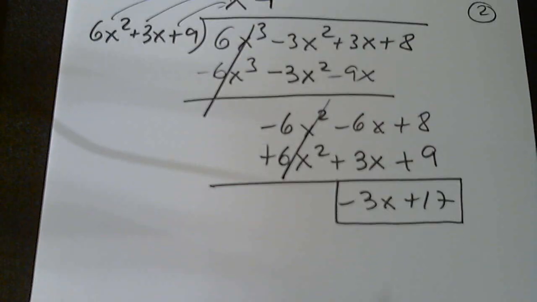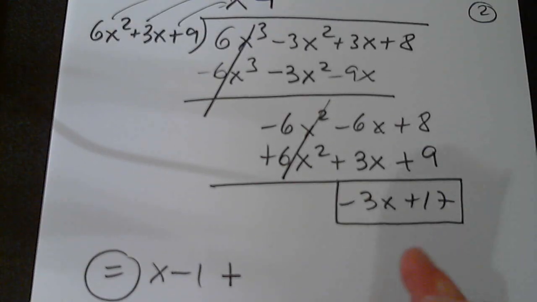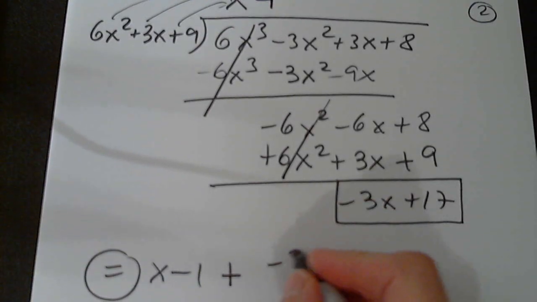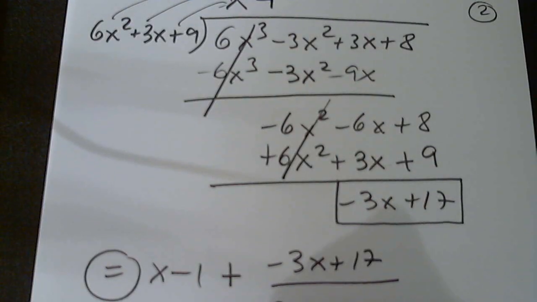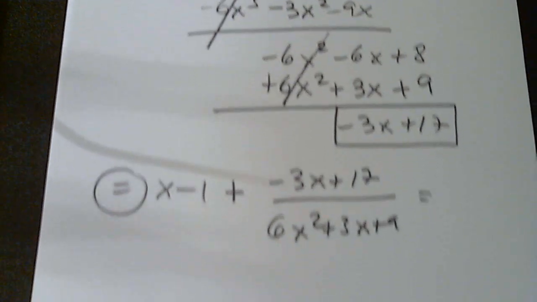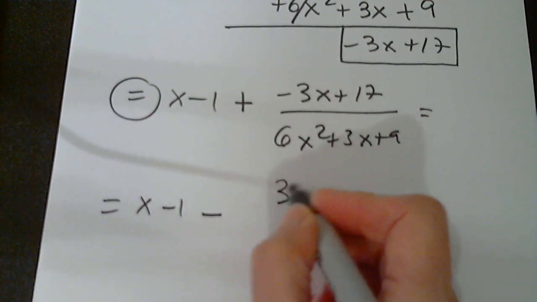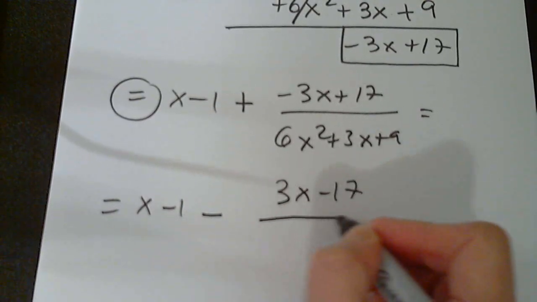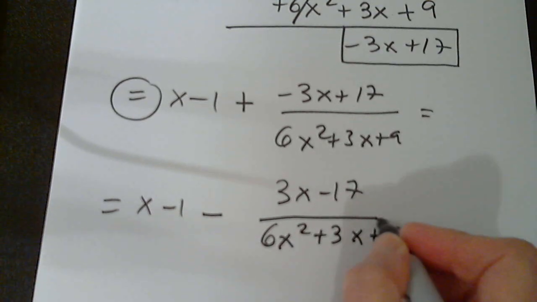I'm going to write the answer S, the quotient, plus, you can write plus and write S is negative 3x plus 17 over the divisor, or you could also write this, x minus 1 minus 3x minus 17 over 6x squared plus 3x plus 9.